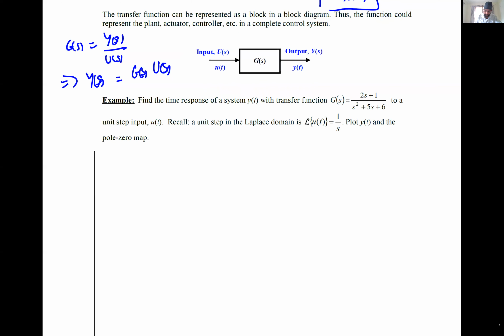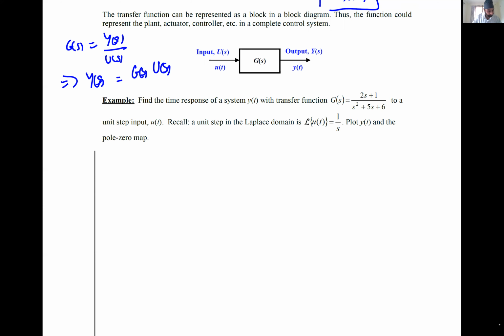This example asks us to find the time response y(t) of a system which has a transfer function G(s) for a unit step input u(t). A unit step input, remember, is basically just a value of 1 after time t equals 0. Also recall that the Laplace transform of the unit step function is just 1 over s. We need to plot y(t) and show the pole zero map. The pole zero map just comes from the transfer function, so let's start with the pole zero map.